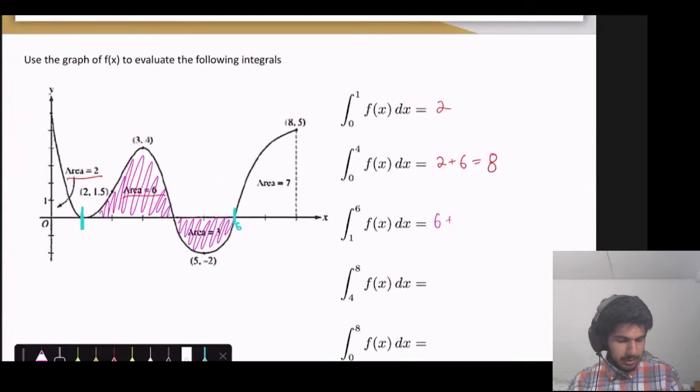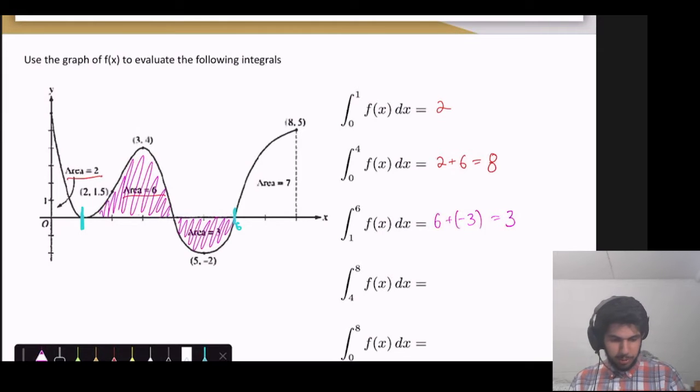6 plus 3. However, we should remember by convention, areas above the x-axis are considered to be positive, and below the x-axis they're considered to be negative. So really, the integral is 6 plus negative 3, which is equal to 3.